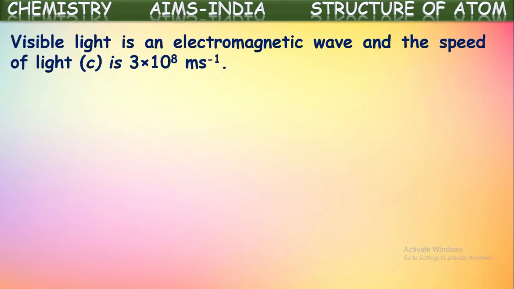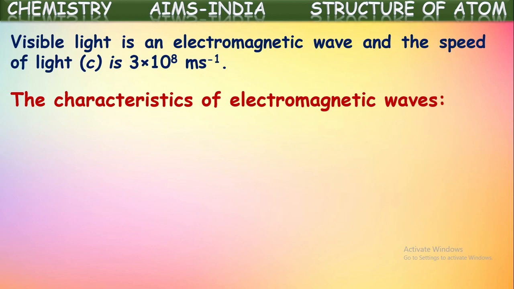Visible light is an electromagnetic wave, and the speed of this visible light is 3 × 10^8 meters per second, or 3 × 10^10 centimeters per second. So in this way, visible light is also an electromagnetic wave which travels with a speed of 3 × 10^8 meters per second.